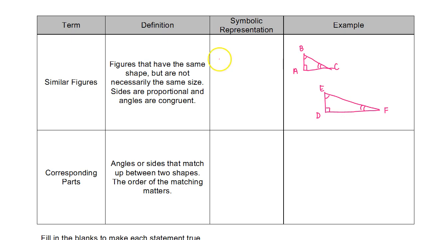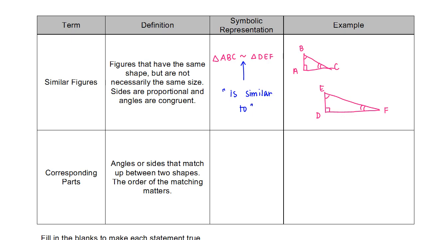And now I can say for the symbolic representation that triangle ABC is similar to triangle DEF. So this symbol I used translates to the words "is similar to." And just like we've been talking about, the angles have the same measure.